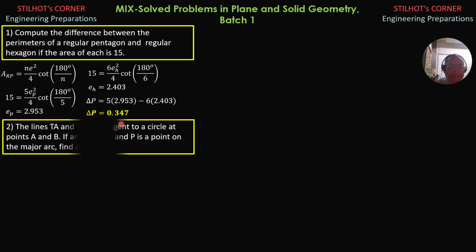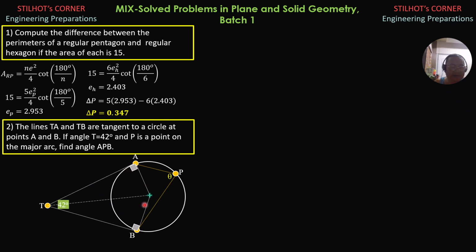Problem 2. The lines TA and TB are tangent to a circle at points A and B. If angle T is 42 degrees and P is a point on the major arc, find angle APB. So remember that the tangents are perpendicular to the radius, and from there we have two identical right triangles. We're looking for angle APB, which I denoted theta in the figure.